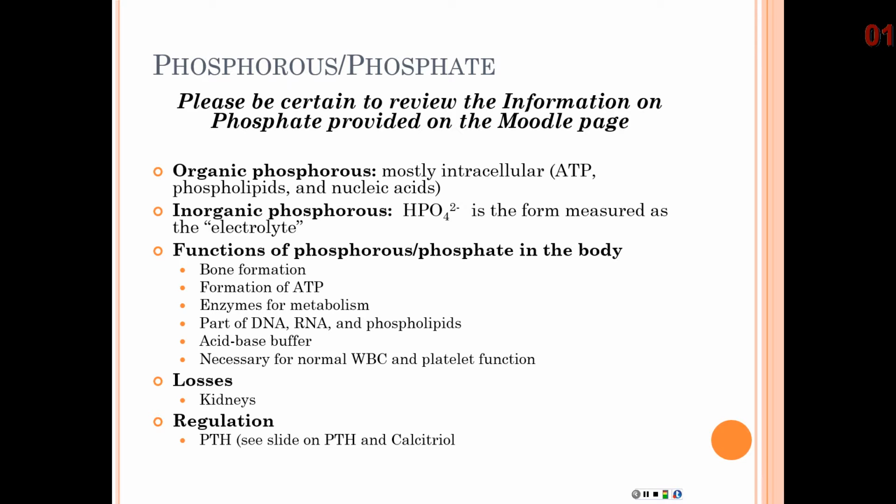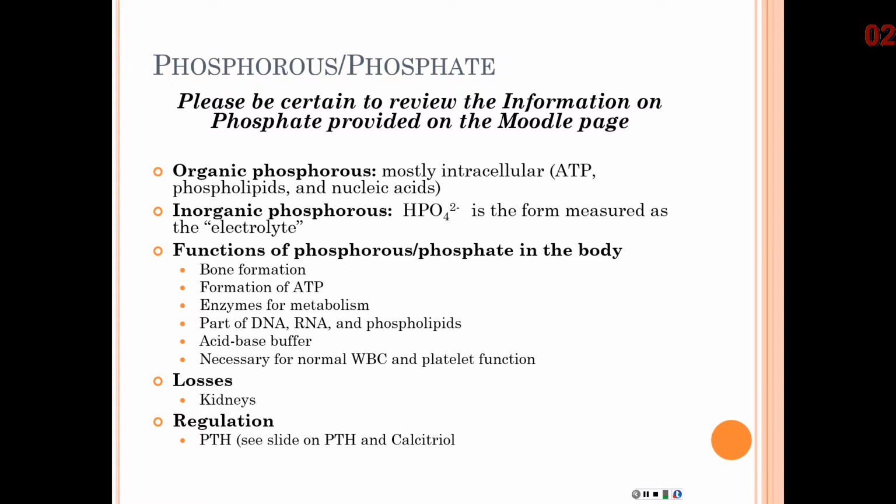Normal functions in the body include bone formation, and we do have a storage of phosphate in the bone. As I've already mentioned, it's in ATP and the DNA, RNA, and cell membranes, but it also plays a role in metabolic processes. Certain enzymes require phosphorus, and as I mentioned before, it's also an acid-base buffer. Losses are in the kidney, and the regulation is with PTH primarily.